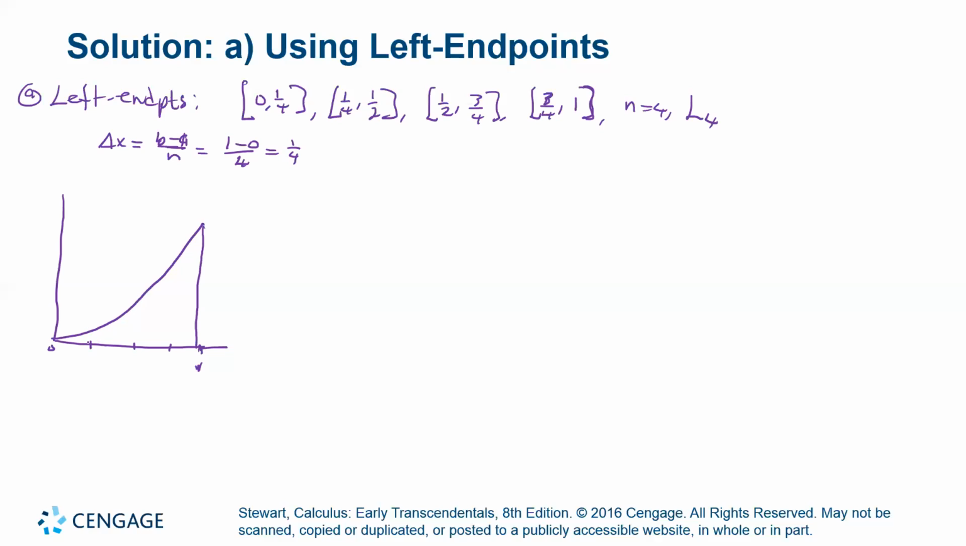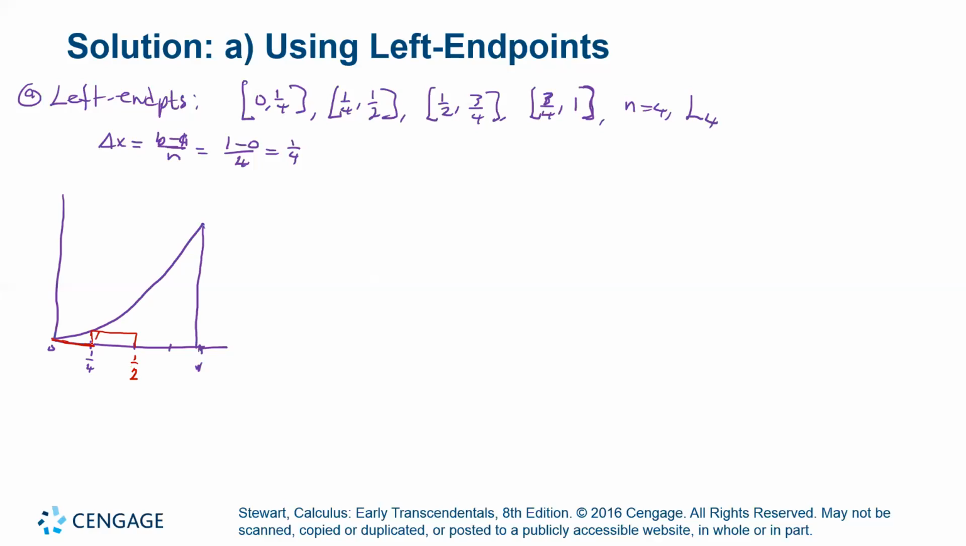Now, if it says the left endpoints, for this first interval from 0 to 1/4, this subinterval we are using the left. So let me use a different color. The left endpoint is 0, which is just going to be on that same line. So that's my rectangle. If I consider between 1/4 and 1/2, the left endpoint is this.